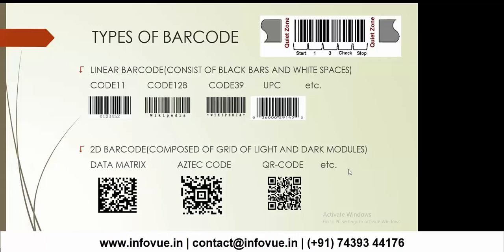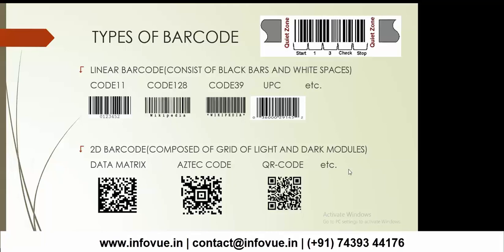In linear barcodes, there are many types. Code 11 is primarily used in telecommunication, and Code 128 and Code 39 are used in high density settings like manufacturing companies. And UPC, also known as Universal Product Code, is a barcode widely used in India, the USA and other countries for tracking trade items in a store.